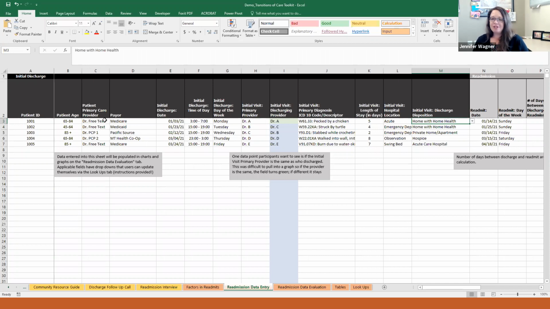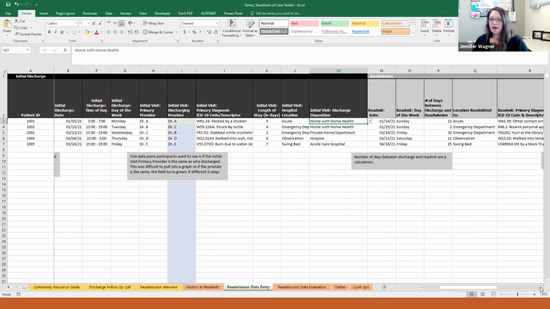This was super hard to graph, and my skills don't allow me to graph it. So we have it color coded. If the provider is the same, the field turns green. And if it's a different provider than the one that was there when they initially were admitted, it stays blue.